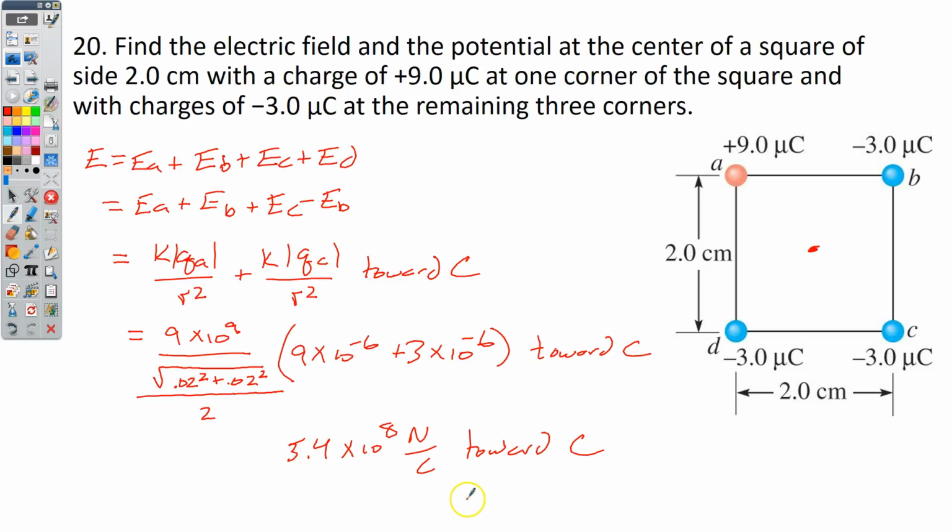If we do the same thing for the potential at the center, something interesting happens. So V is equal to the sum of K times Q over R. And so now we have K over R, and we've got 3 charges that are Q. 3 times Q, because 3 times 3 would be 9, so we've got 3Q, that's this A charge, and then we're going to subtract Q, that's B charge, C charge, and D charge. 3 minus 3 is 0, so here the potential at the center is actually 0. And so now we are done with number 20.